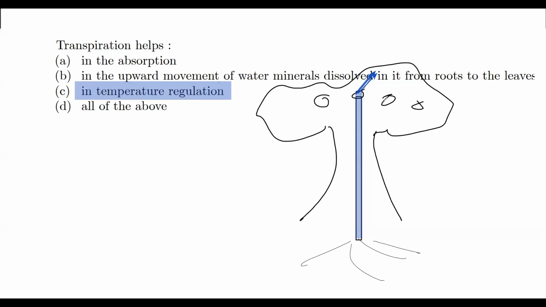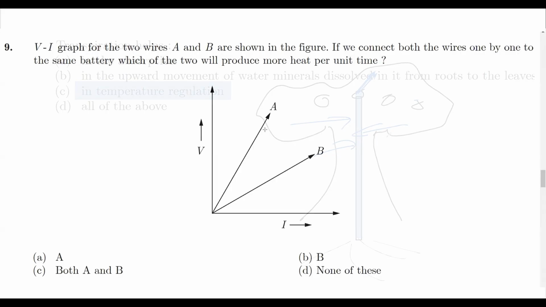So that's one process, and this is also a correct reason, as I told you: evaporation causes cooling. If you are under a tree during summer, you'll find it cooler under the shade of the tree. That's because evaporation keeps on taking place, and it is a mechanism by which plants can keep themselves cool even during the hot season.